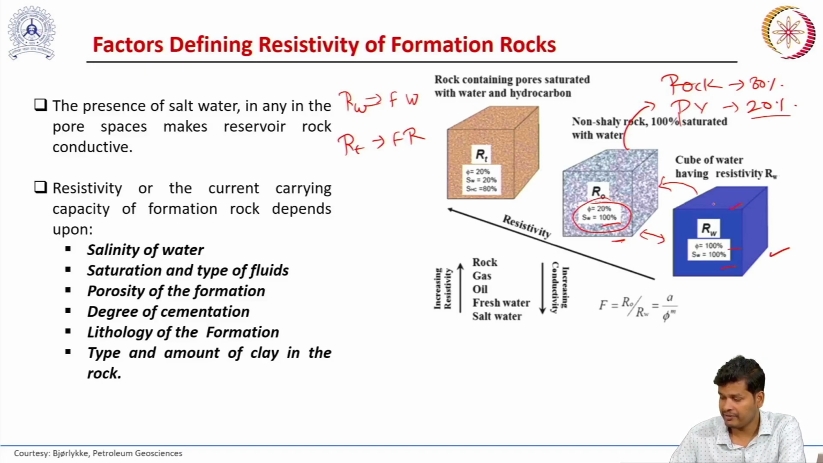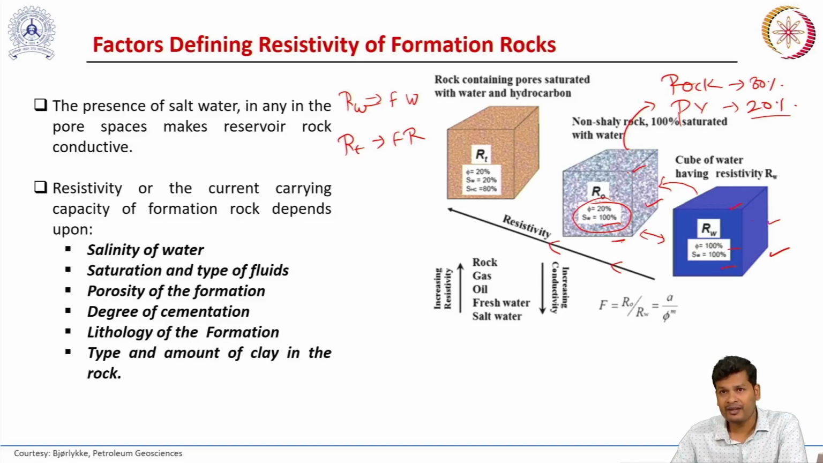Now compare the resistivity of this cube and this cube. The first cube had 100% formation water. Obviously it will have a higher amount of ions compared to the second cube, which has formation water only in the pore volume. The formation water amount is decreased, so the number of ions which can conduct electricity in the formation water has also decreased. So obviously this rock will have higher resistivity. You can see the resistivity is increasing. So for the same dimension of formation rock and cube of formation water, the formation rock will have overall higher resistivity. So the resistivity of the rock is higher compared to the resistivity of the formation water it contains.